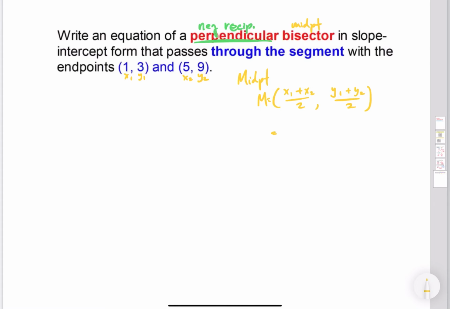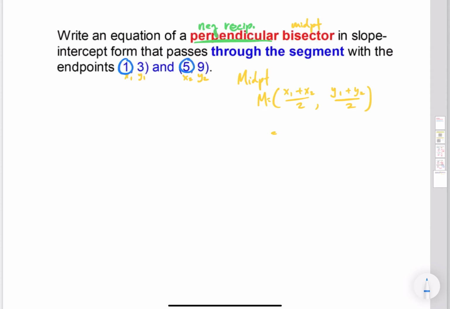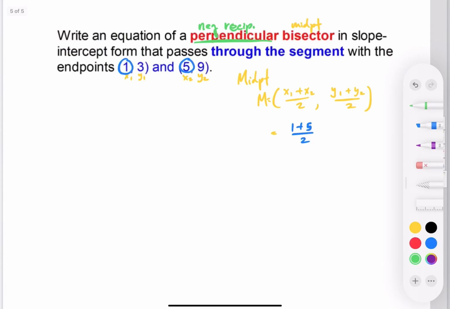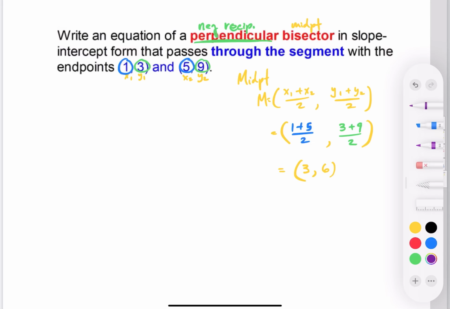And I'm just going to go ahead and substitute everything in. So my x's are 1 and 5, so that means 1 plus 5, and we're going to divide that by 2. And my y's are going to be my 3 and my 9. So that means I'm going to do 3 plus 9 and divide that by 2. And this is going to give me that ordered pair. So I'm going to go ahead and add those together. 1 plus 5 is 6. 6 divided by 2 is 3. 3 plus 9 is 12. 12 divided by 2 is 6. So we know that it has to go through this point at 3, 6.